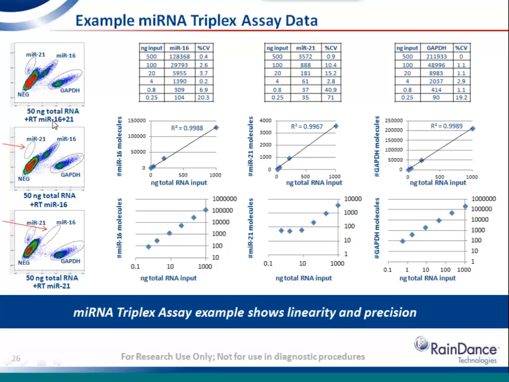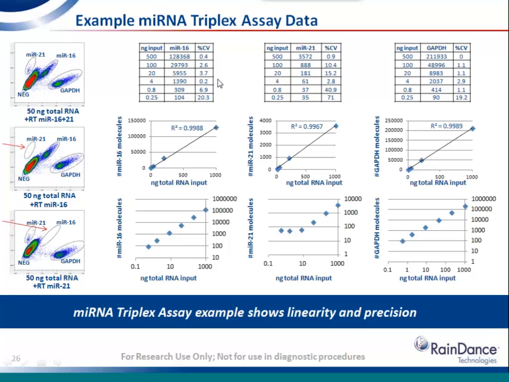And to illustrate the specificity, if you look below in the middle panel, only the RT primer for miR16 was added to the well. And you can see the cluster for miR21 disappears and doesn't have any effect on the other molecules you're trying to count. Similarly, if you remove the miR16 RT probe, that cluster disappears and there's no effect on the other clusters.